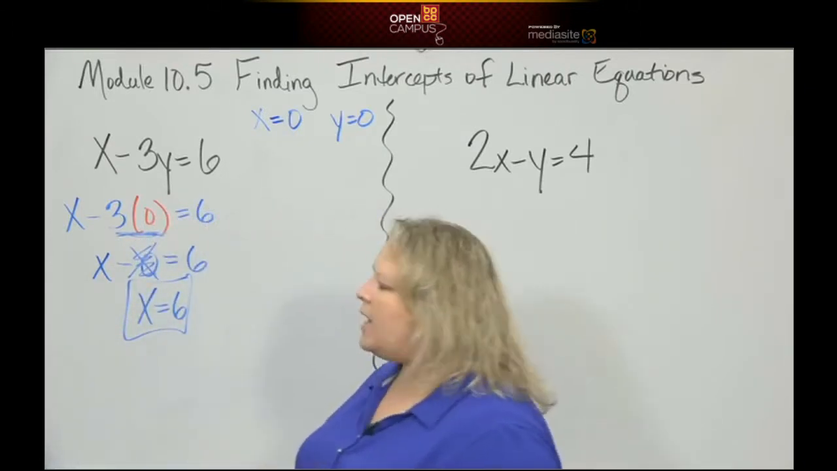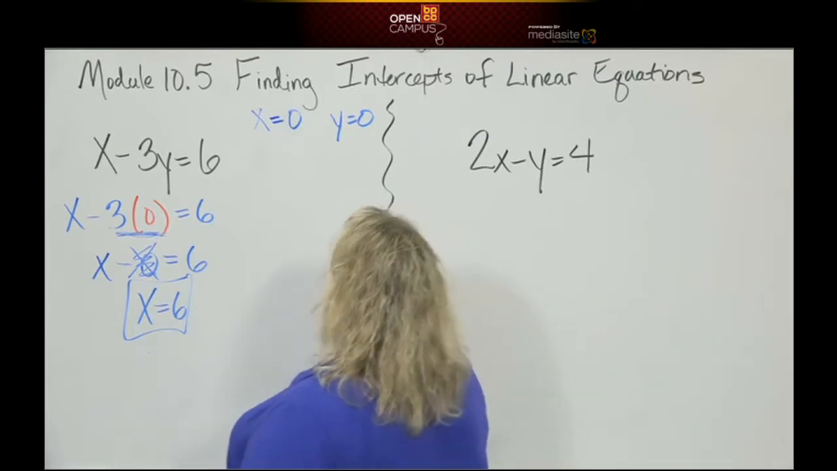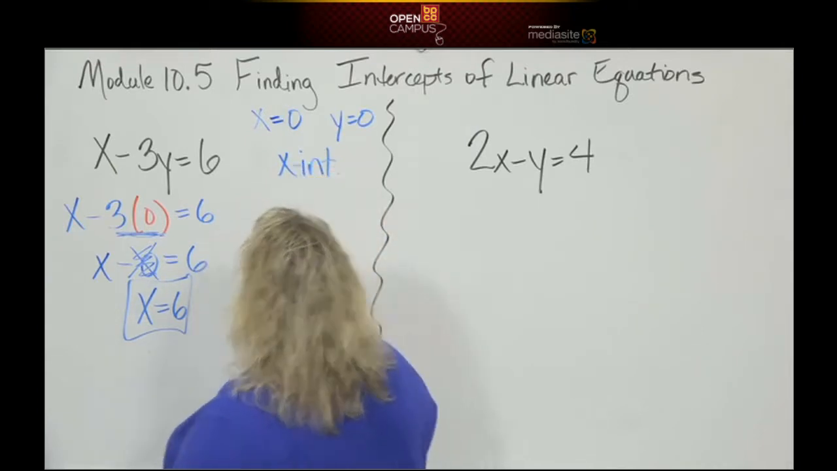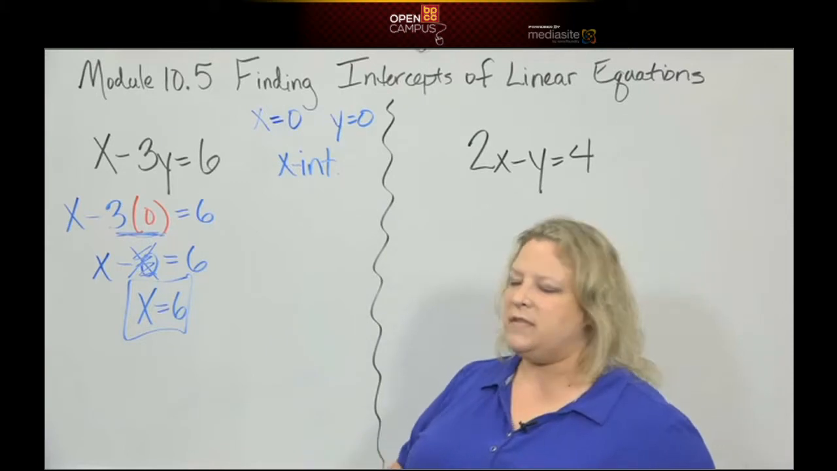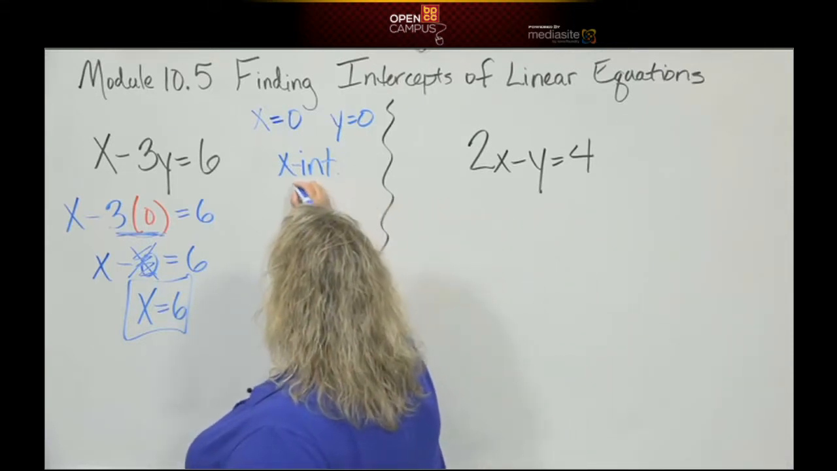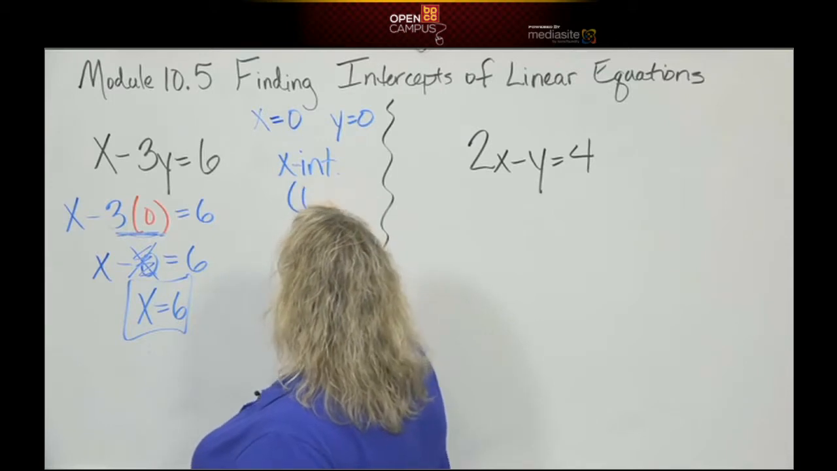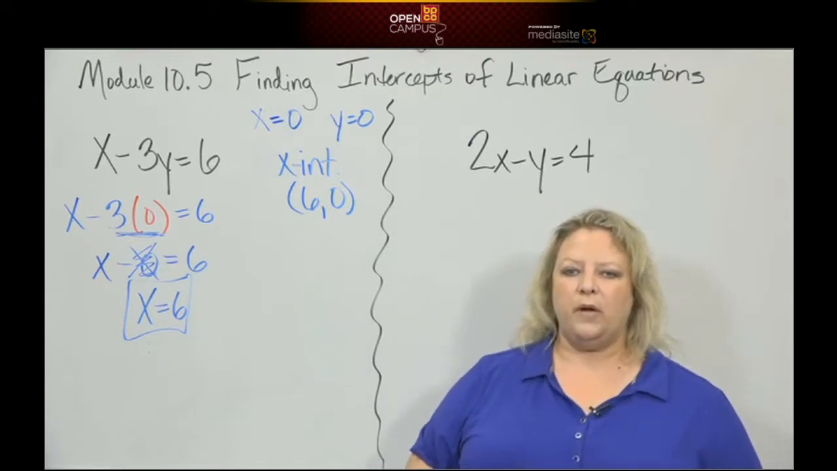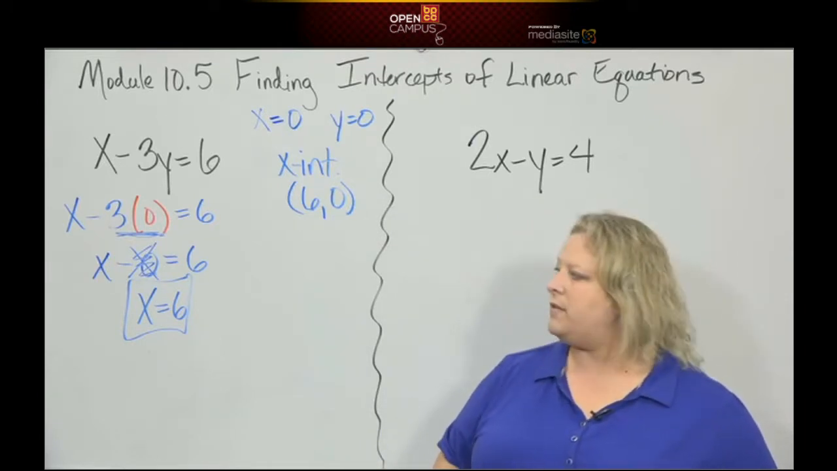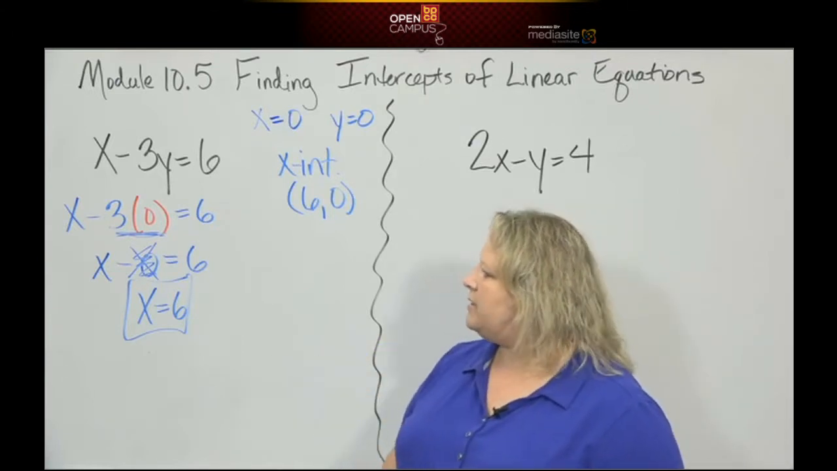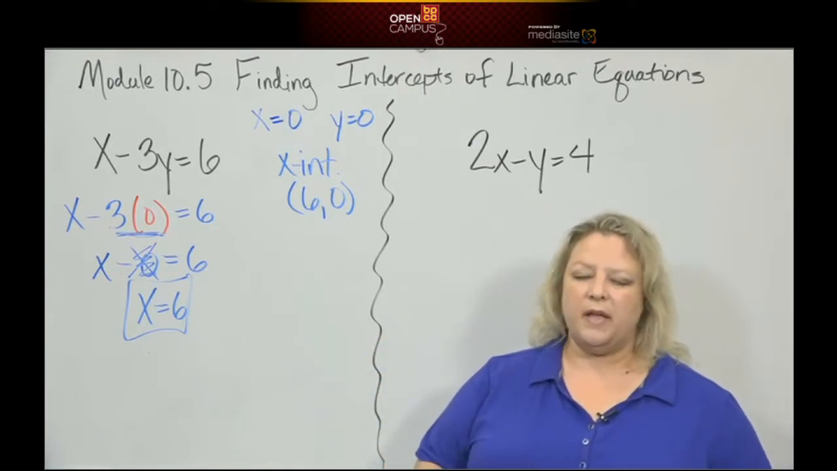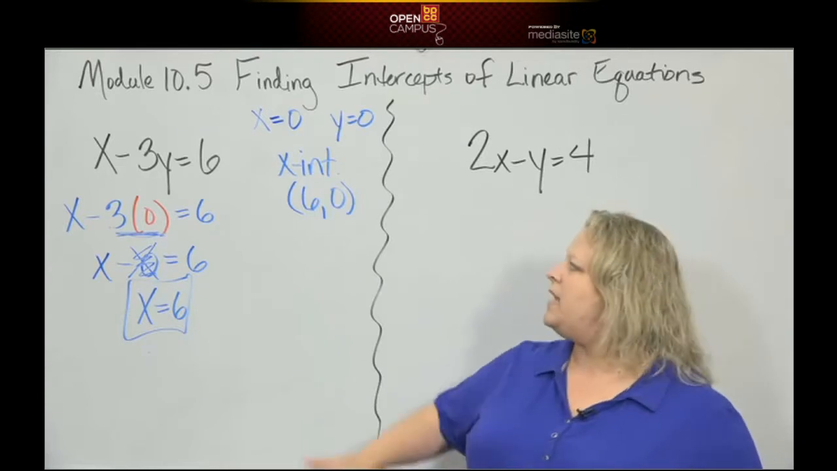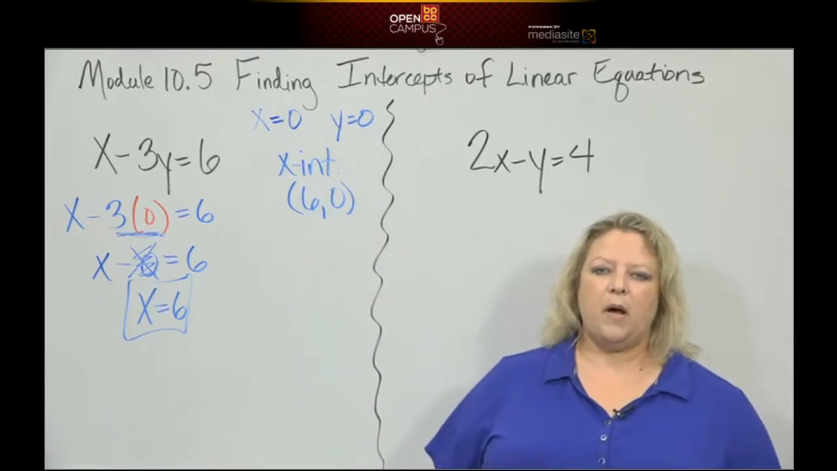So your x-intercept has an ordered pair. The ordered pair for your x-intercept, and I'm going to abbreviate INT for intercept just to save space on the board, is going to be the number 6, comma, 0, because 0 is the value that I replaced y with. That's what I did my substitution with. Once you get your x-intercept, we're going to play the same game. The only difference is now I'm going to make the x value into a 0 so that I can find my y-intercept.